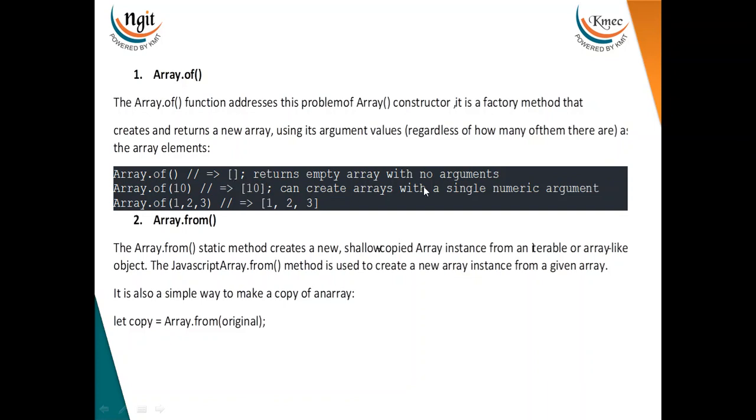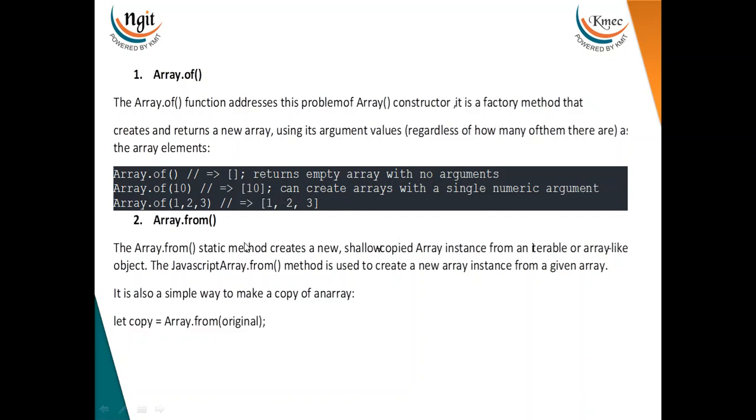Okay, if you see here, Array.of with no arguments is equivalent to creating an empty array. Array.of(10) is equivalent to a single numeric element, what we have given. It can create arrays with a single numeric argument. And Array.of(1, 2, 3) will create an array with elements 1 to 3.